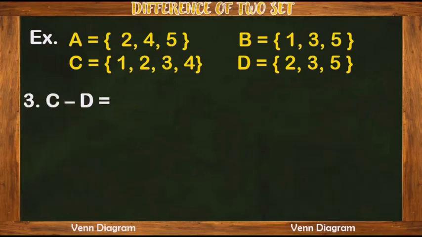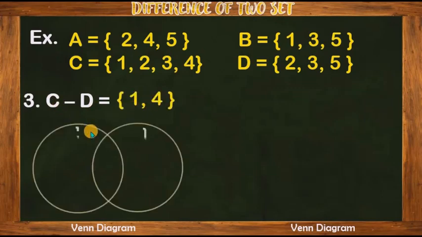Okay, continuing with the example number 3, C minus D, C only. So the first thing to look at is the common elements for C and D. So as you can see, they have both 2 and 3. Then eliminate that common elements. What is left in C only? That is 1 and 4. So that's the difference of these two sets.